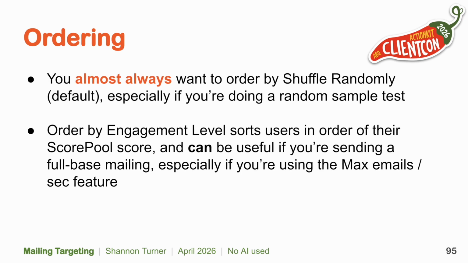Next up is ordering. Now, if you're doing a random sample test, you're probably going to want to shuffle randomly. And that's true for a lot of mailings, but if you order by engagement level, this can sort users in order of their score pool score. Sometimes that can be helpful if you're sending a full base mailing, especially if you're using the max emails per second feature. Just make sure that you're not ordering by engagement level if you're doing a random sample test.